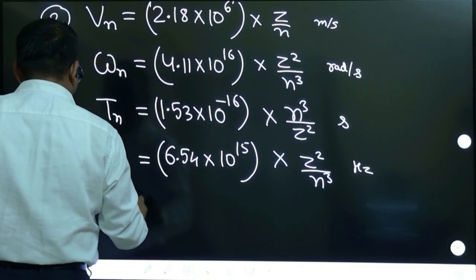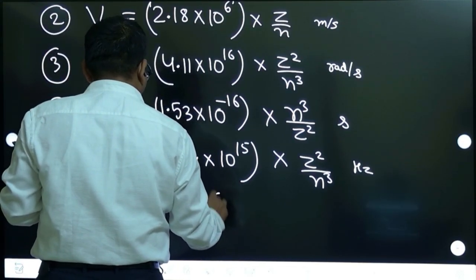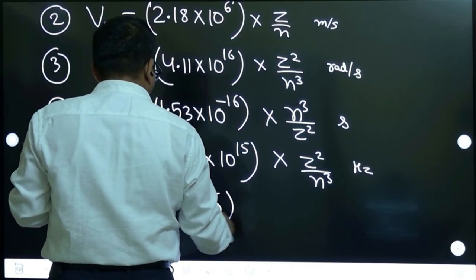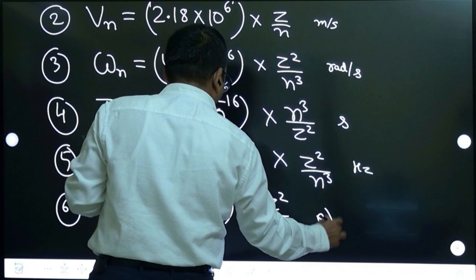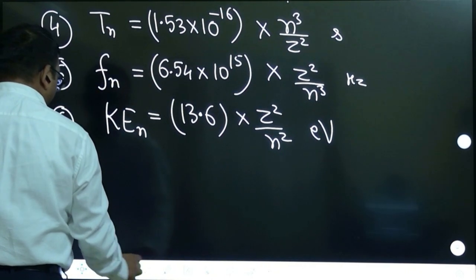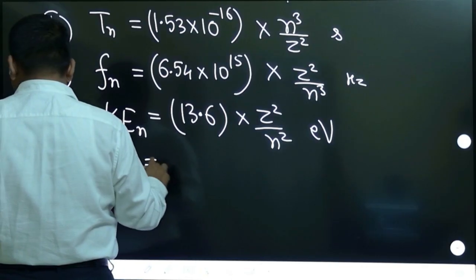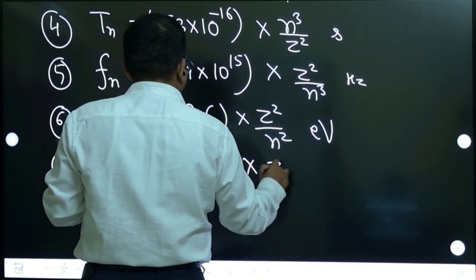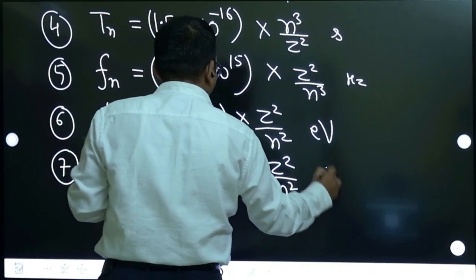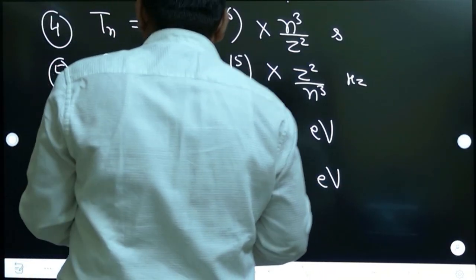Next, kinetic energy of nth orbit is 13.6 into Z square by n square. This is in electron volt. Next, potential energy. Potential energy is minus 27.2 into Z square by n square electron volt. Right? Like that. Let us keep on writing all the important formulas.